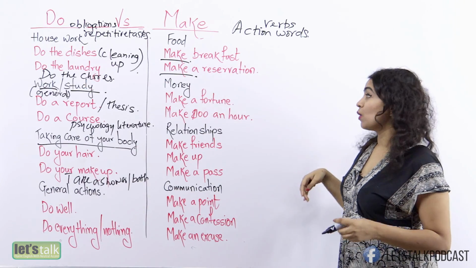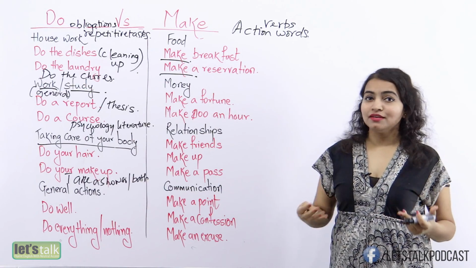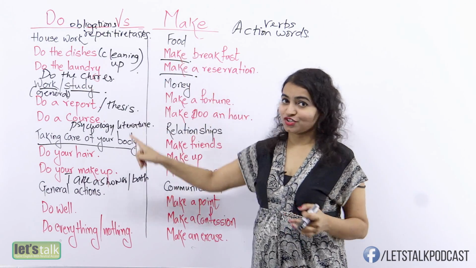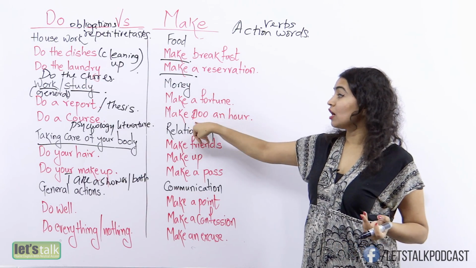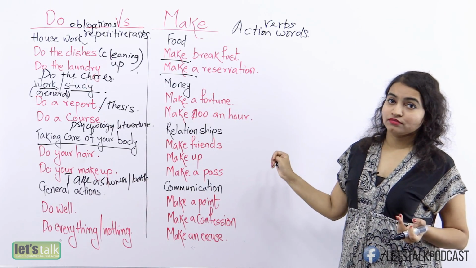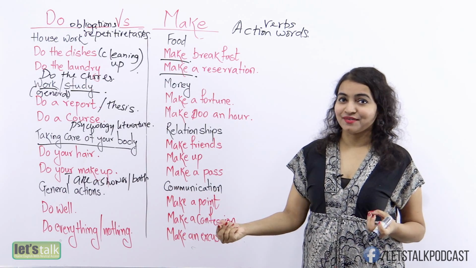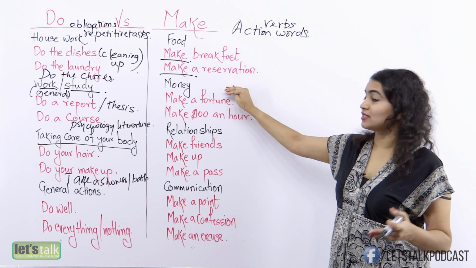Okay, so when we're talking about an action word of making money, we all have to earn money, right? We will use the word make and not do. So you make a fortune. You make $100 an hour, or you make 100 pounds per sale that you are making. So when you're talking about money, you never use do, you always use make.